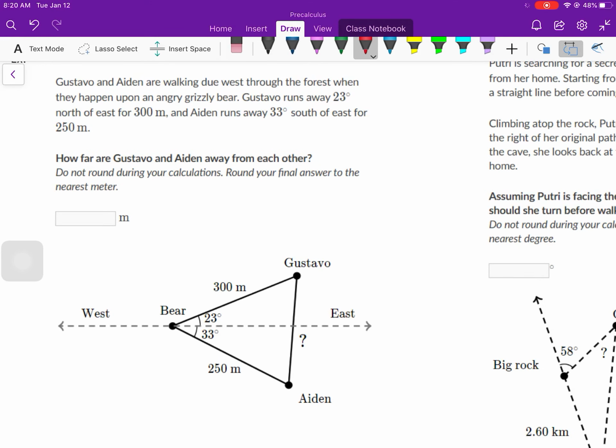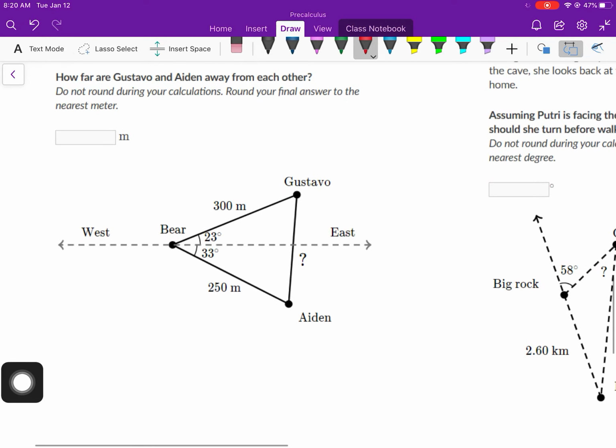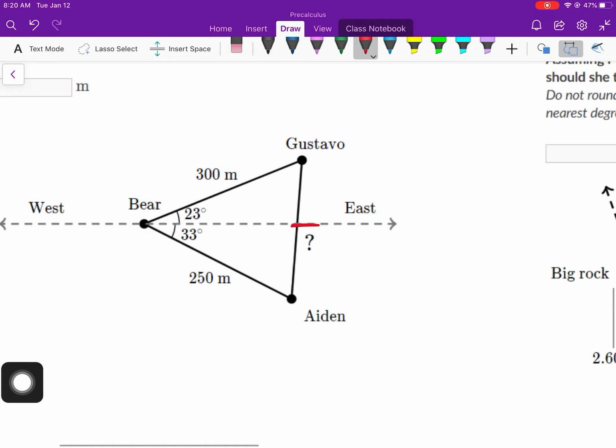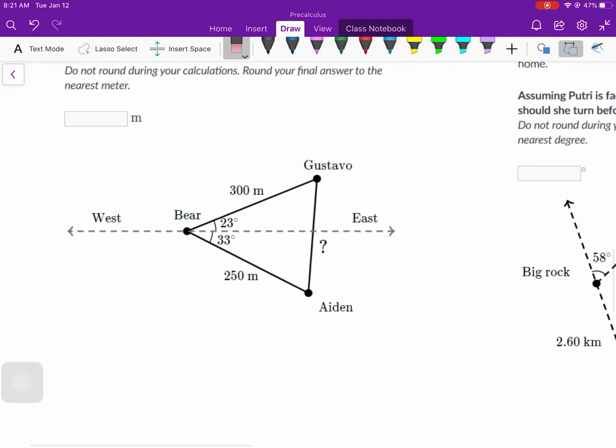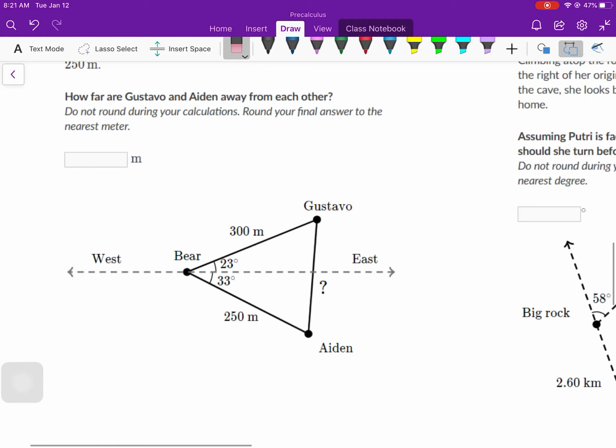This one's interesting, took me some time looking at it. This is one I had to actually read the problem. How far are Gustavo and Aiden away from each other? So I was thinking, for some reason the way this picture looked, I thought they wanted this measure here, and I was kind of struggling, just kind of pre-looking at this, scoping it out before I do the video. And actually it's just asking how far Gustavo and Aiden, so it's asking for this whole side.